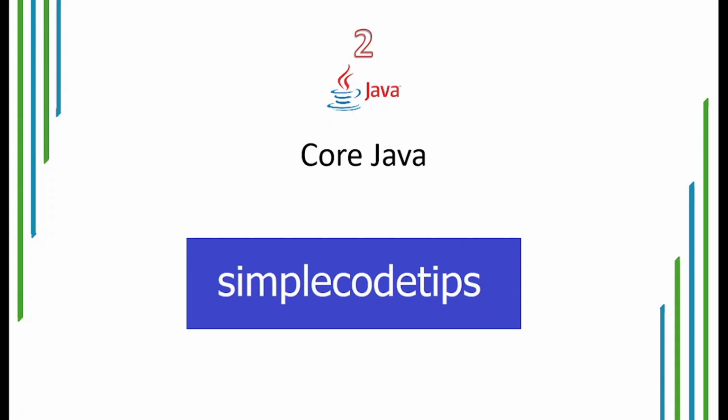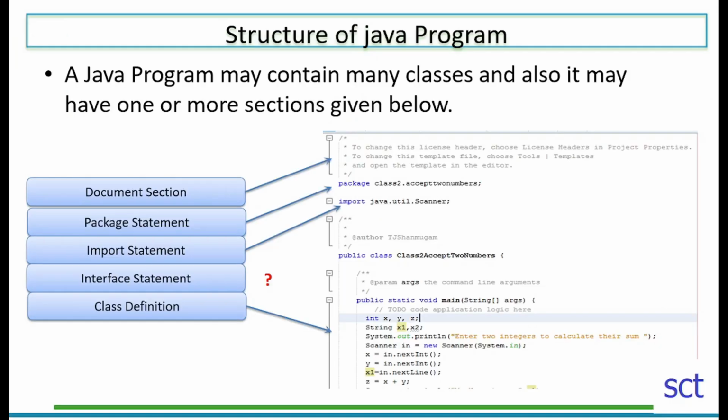So let me go to the first slide and we'll start with the structure of a Java program. A Java program may contain many classes and also it may have one or more sections as given below. On the right side, this is a Java program which is written, and now we are going to see the document section here.